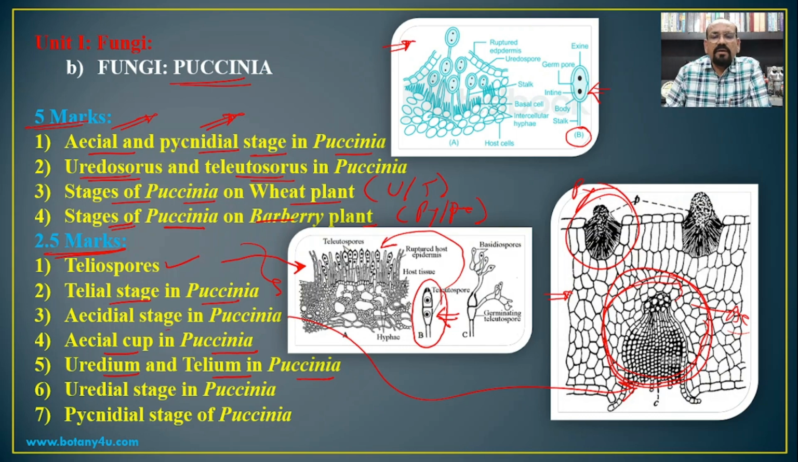Earlier you might have read that the urediniospores are formed in favorable conditions, and when there is an onset of unfavorable conditions, then there is a formation of the teleutospores by the Puccinia. Then the uredial stage in Puccinia means the formation of the urediniospores by the Puccinia. Then the pycnidial stage of the Puccinia, so you can write about the formation of the pycnidiospores or the pycnidial cup in case of the Puccinia.